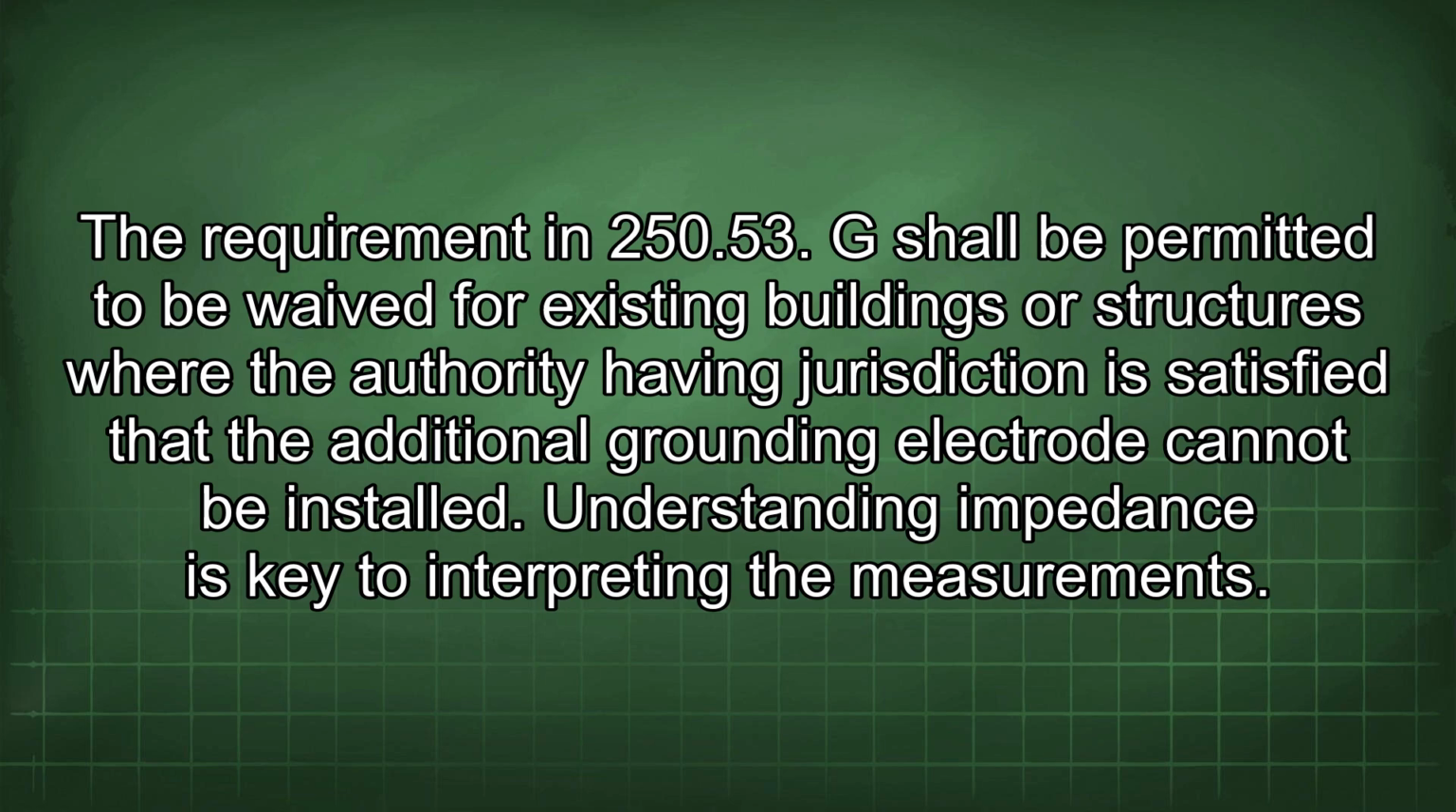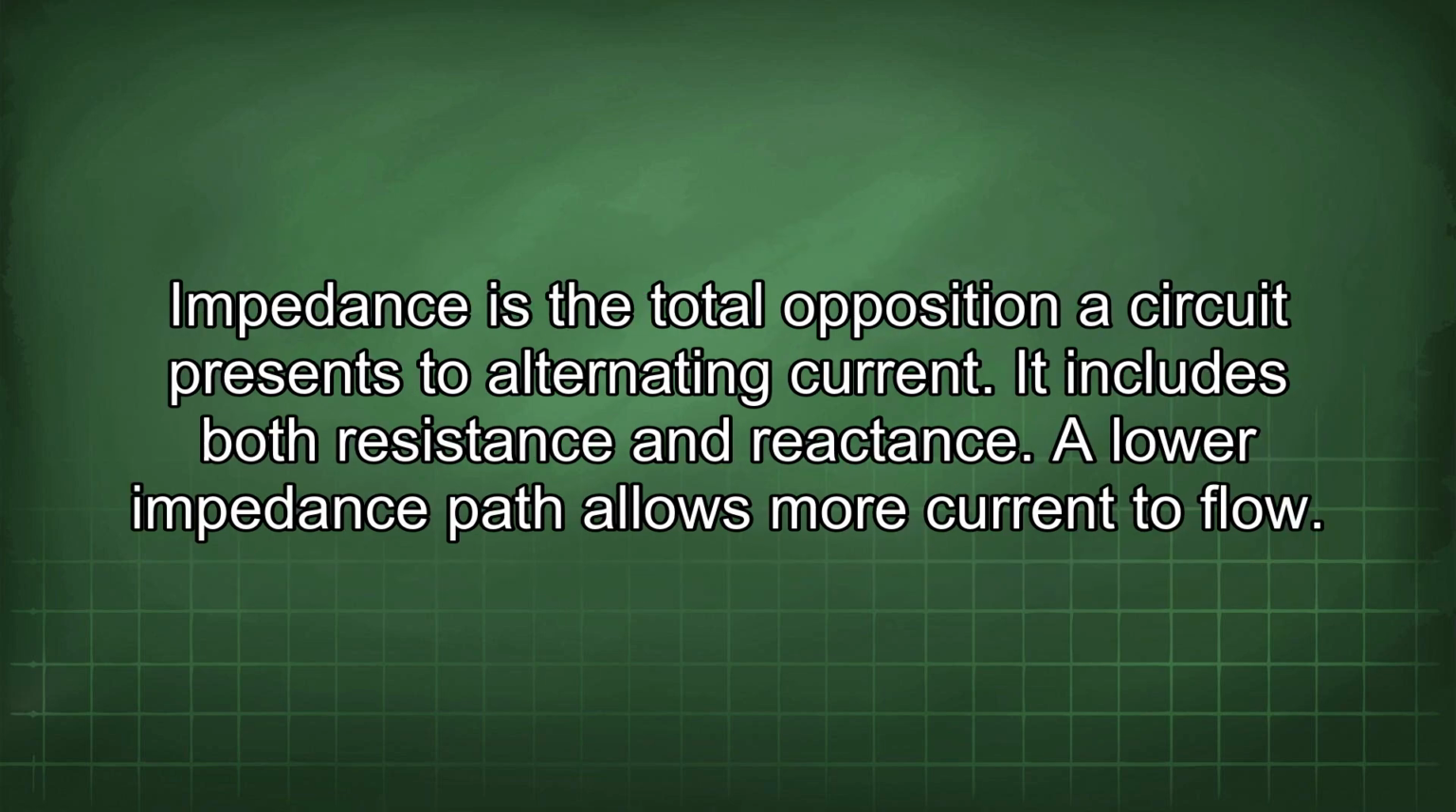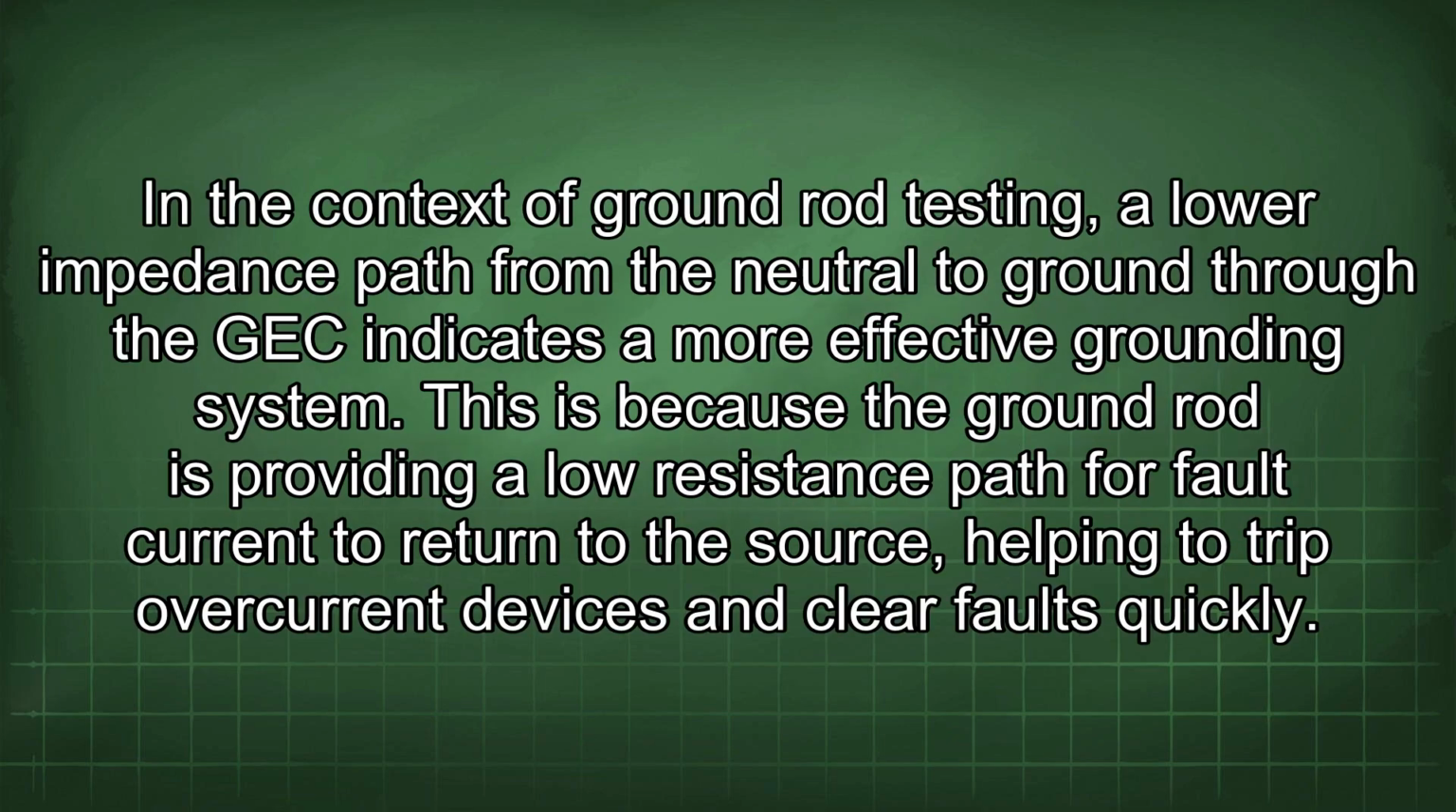Understanding impedance is key to interpreting the measurements. Impedance is the total opposition a circuit presents to alternating current. It includes both resistance and reactance. A lower impedance path allows more current to flow. In the context of ground rod testing, a lower impedance path from the neutral to ground through the GEC indicates a more effective grounding system.